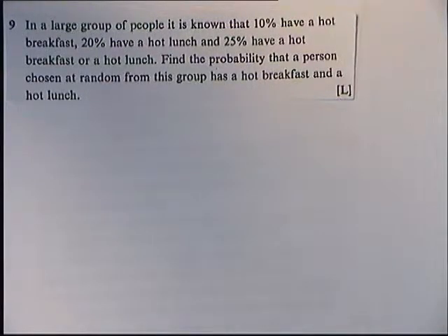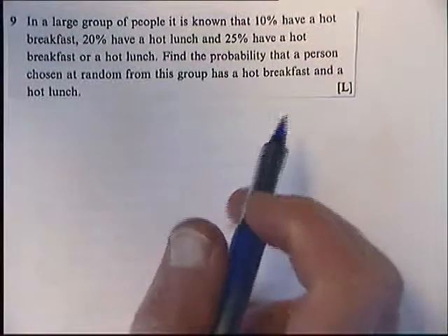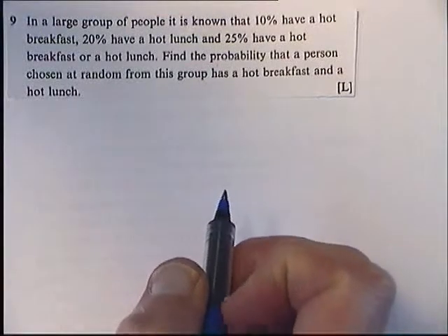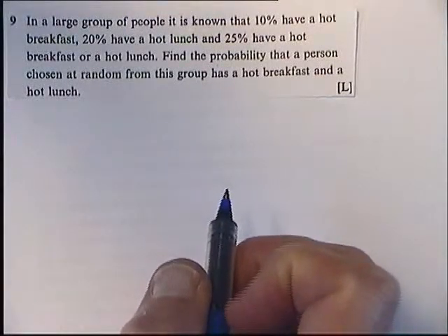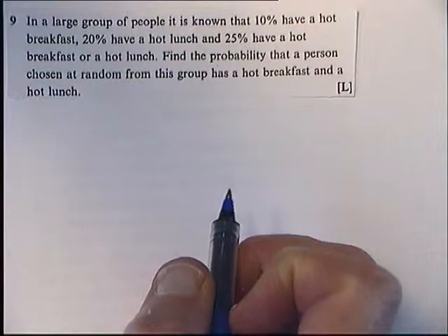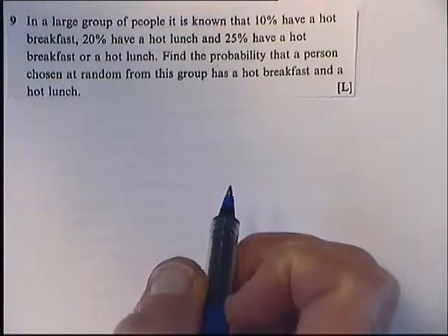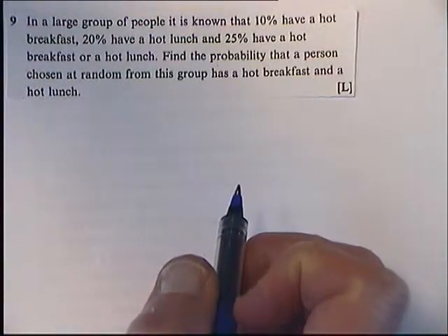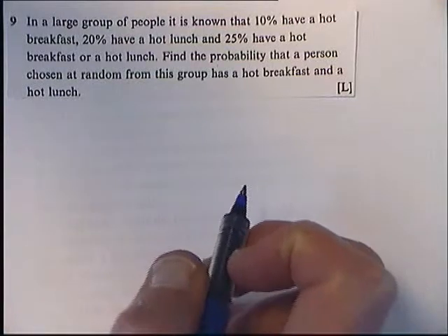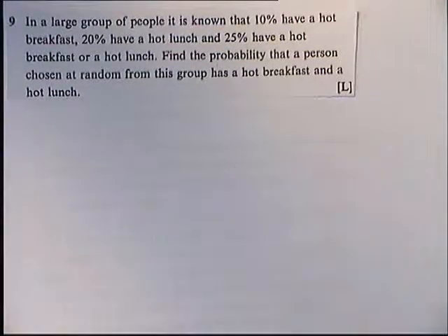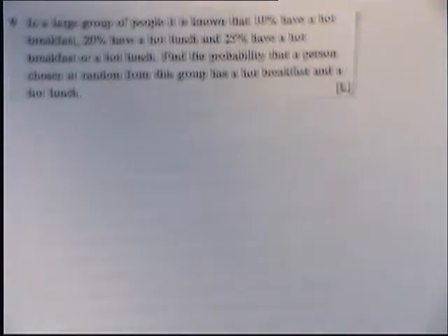So the next example: we've got a large group of people. 10% have hot breakfast, 20% have hot lunch, 25% have a hot breakfast or a hot lunch. Find the probability a person chosen at random has a hot breakfast and a hot lunch. Which technique that we've used so far do you think might be the best way to go about it?